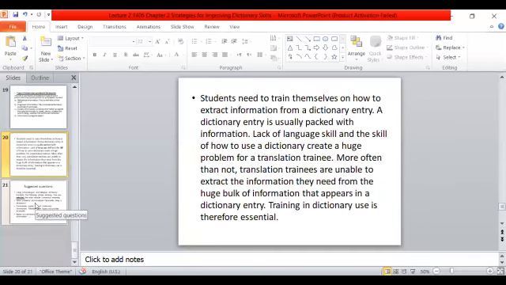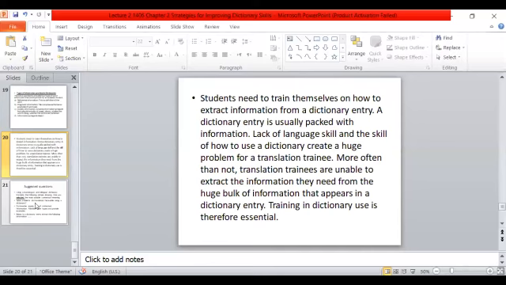Students need to train themselves on how to extract information from a dictionary entry. This is very important. A dictionary entry is usually packed with information. So the dictionary usually consists of huge pieces of information under every word.